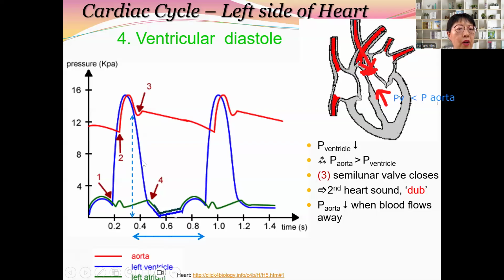So ventricle pressure will drop because the ventricle relaxes. The pressure in the aorta will also decrease because the blood flows away from the aorta. Can you see that the pressure in the aorta also drops because the blood volume drops? Why? Because the blood flows away. Blood flows away, volume drops, pressure drops. Okay?